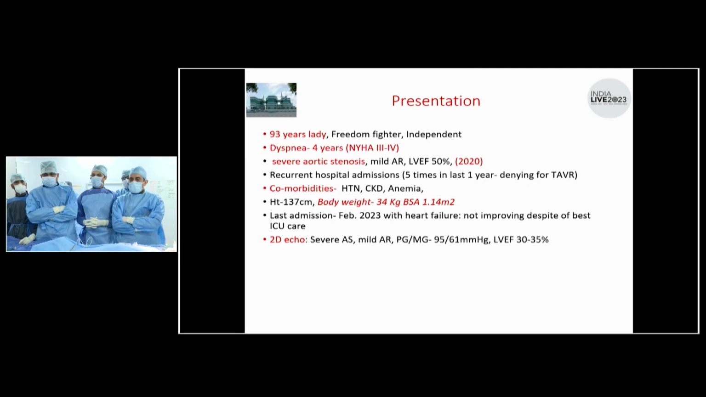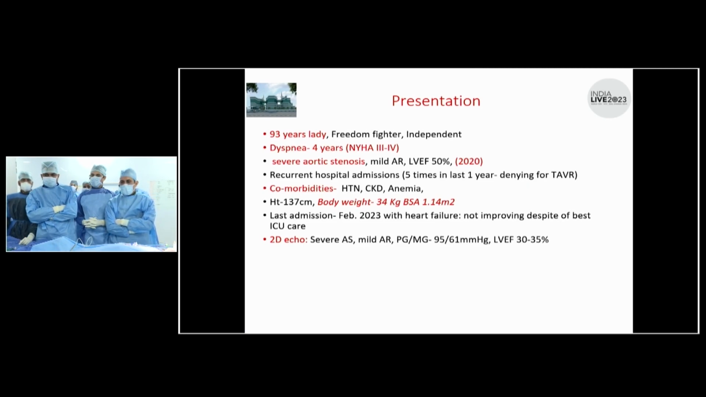She was having class 3 dyspnea for the past 4 years, severe aortic stenosis, mild AR, EF of 50% in 2020. She was doing well with medicines, and then she started having recurrent hospitalizations, 5 times in the last 1 year. Hypertension, CKD, anemia. Her body surface area is 1.14 meters square.